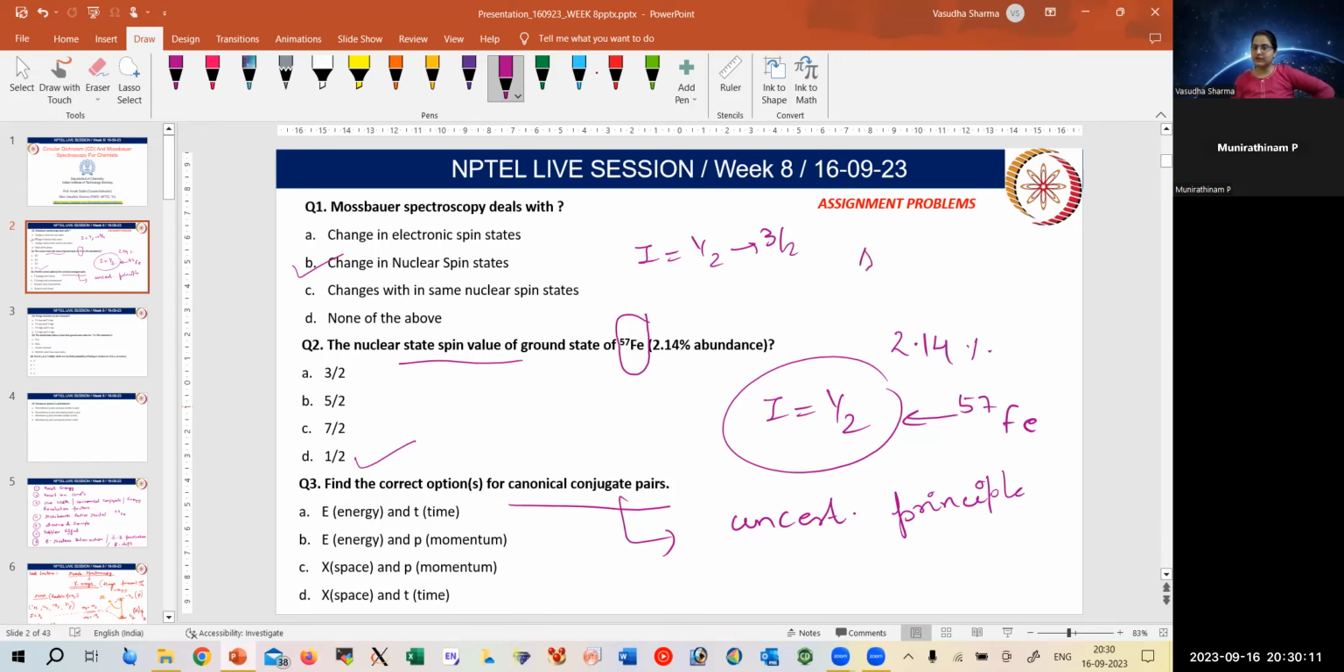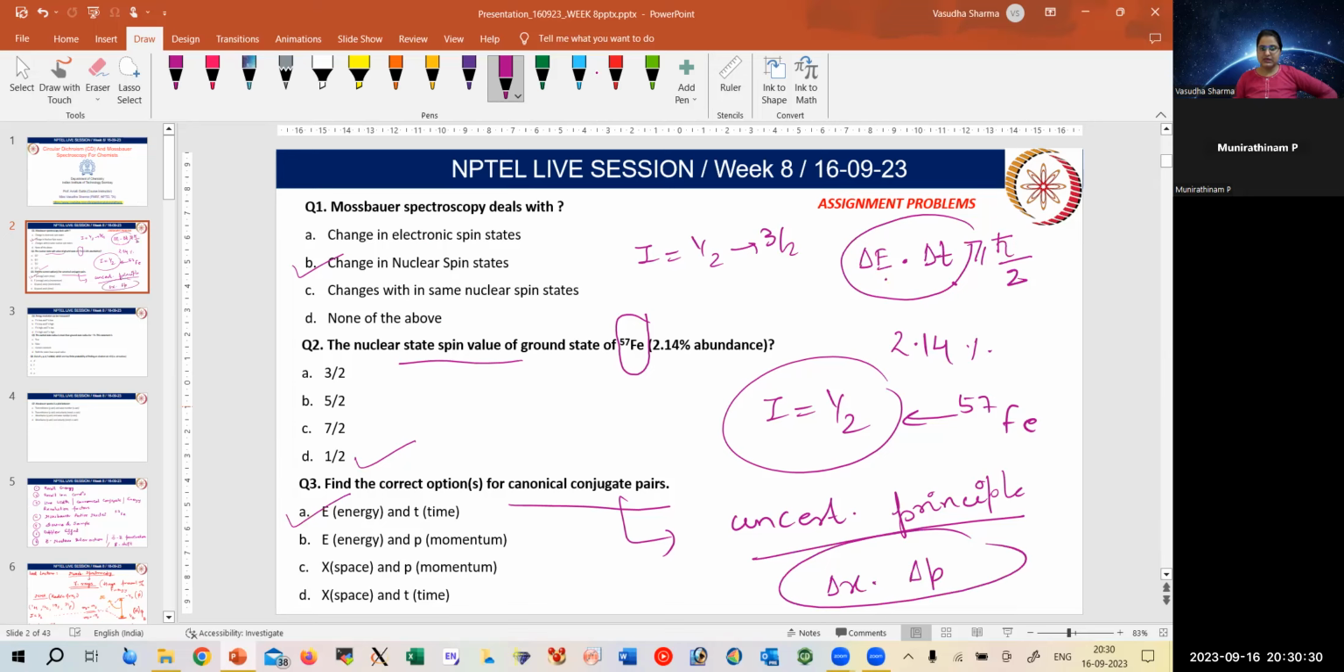What equation did we have? We had delta E delta T greater than or equal to h cross by 2. E option is right. And the main general example that we take for the uncertainty is delta X into delta P, that is space into momentum. So C and E options are right. A and C option. Okay, ma'am, A and C.